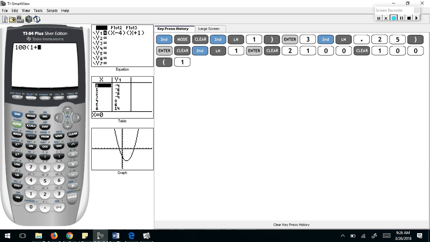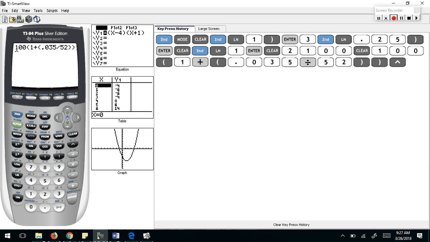1 plus, remember fractions go in parentheses, so I got 0.035 divided by 52. I close off that fraction, but then I also have to close off the 1 plus parenthesis. Now I'm going to raise it to, and because I'm doing something in the exponent and I want to keep them both in the exponent, I need to put parentheses around that before I do it. So 52 times 8, close parenthesis. I have $132.30 after 8 years.